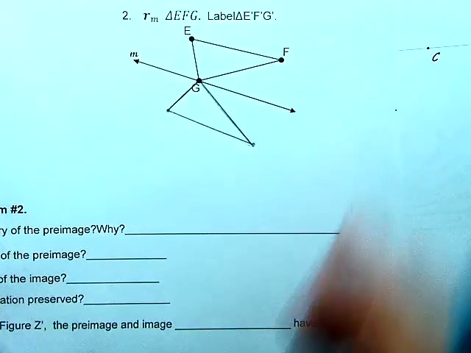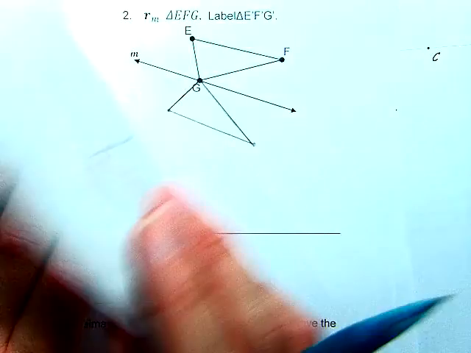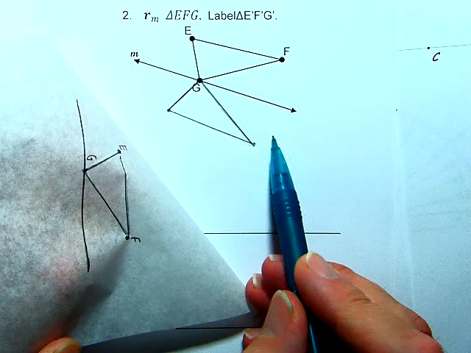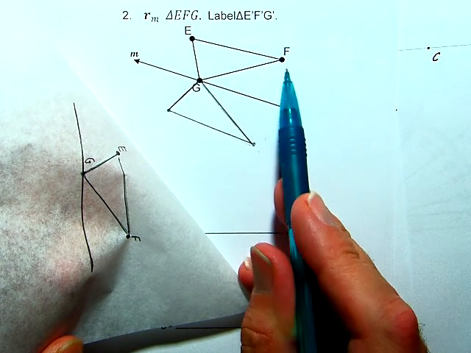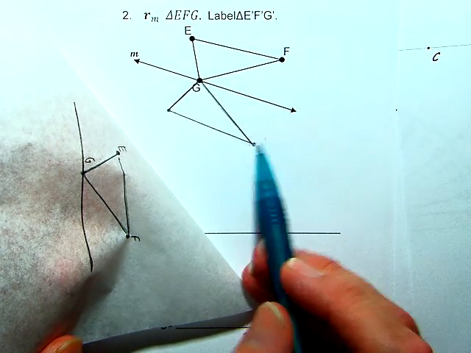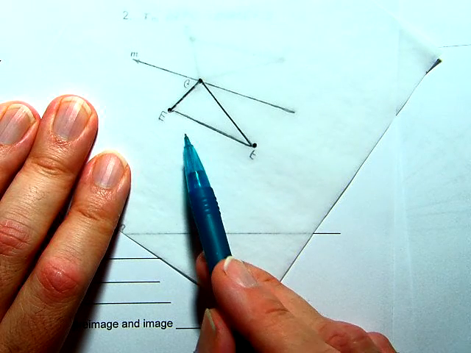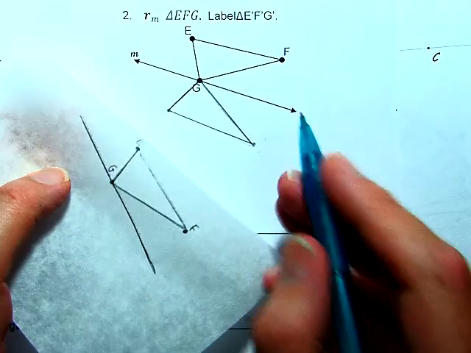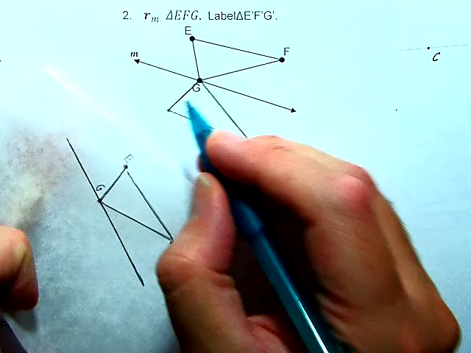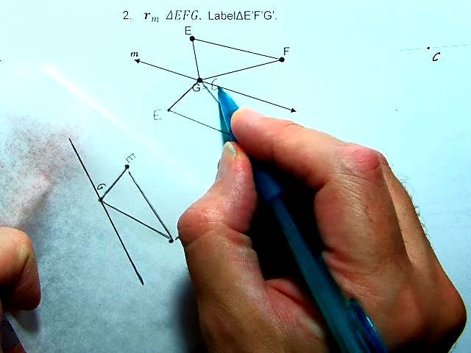Okay, good. And now let me make sure I have my labeling correct. I probably don't need to go back to my patty paper. I think you should be able to see that this point here is going to be point F prime because it is reflecting across the line to point F. But let's just double check with our patty paper. Okay, yeah, that was F, and this is E. And then this is G prime. So this is F prime, this is E prime, and this is G, which is equal to G prime.